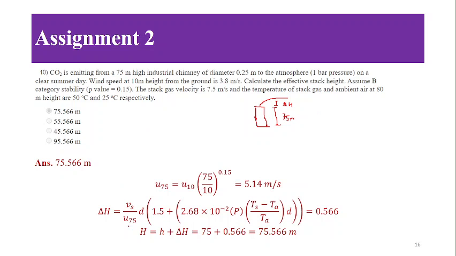For that we need to find out what will be the wind speed at 75 meters. We are given the wind speed at 10 meters. So using this relation, we find out the wind speed at 75 meters, which comes out to be 5.14 meter per second. Using this relation and taking the proper units, we find out the plume rise, which is 0.566. We add that to the actual stack height to get the effective stack height, which is 7.566 meter, which is the answer here, the first option.